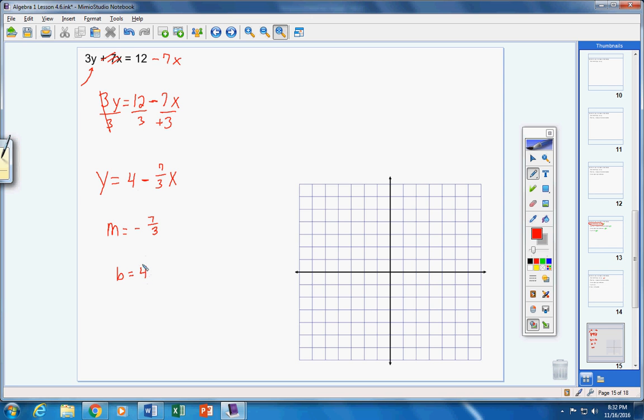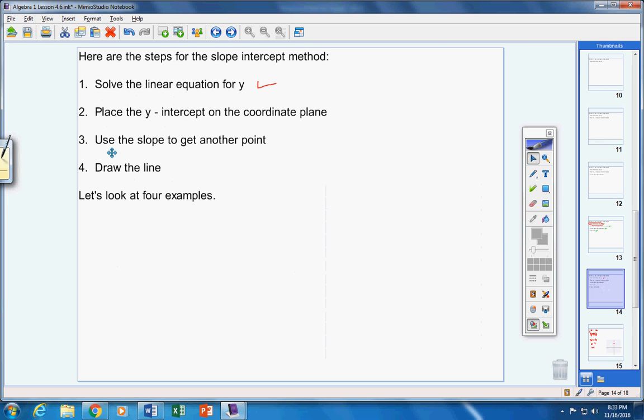So step 2 says to place your y-intercept on the y-axis. So come over here and go to 4. There we go. Okay? Now, students, please listen to me carefully. The next step is the hardest. We're going to use the slope to get another point. Okay? Here's what I mean by that.